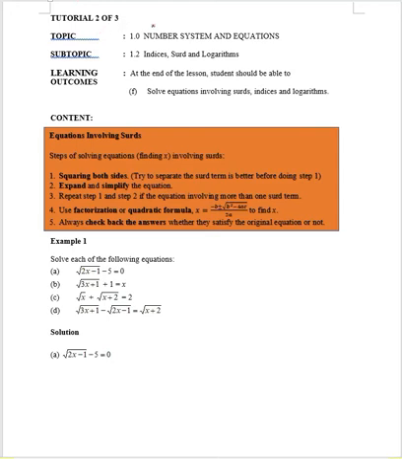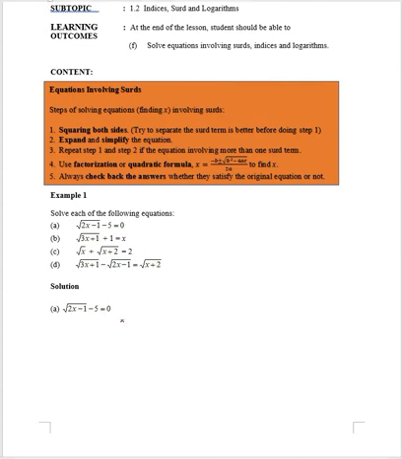Tutorial 2 of 3. We are going to solve equations involving surds. So this will be the steps. First is to square both sides. To apply these steps, let's move on to the first example.